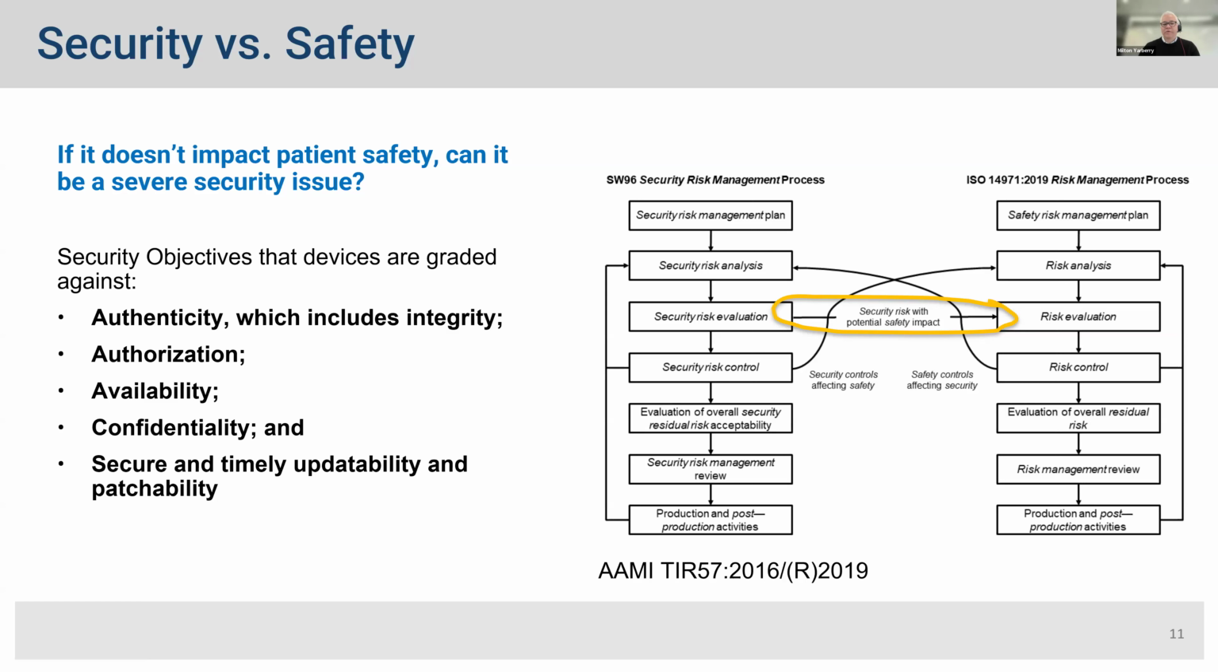The other salient thing here is that these are independent processes, and the risk control measures applied in each can feed into the other parallel process. So a security risk control can feed into the product safety risk analysis, and the product safety risk control can feed into the security risk analysis.